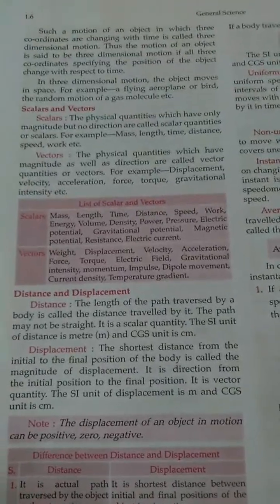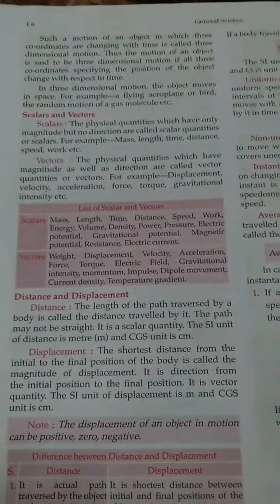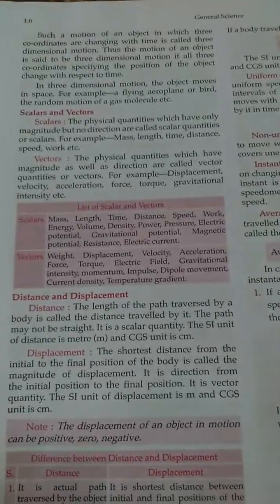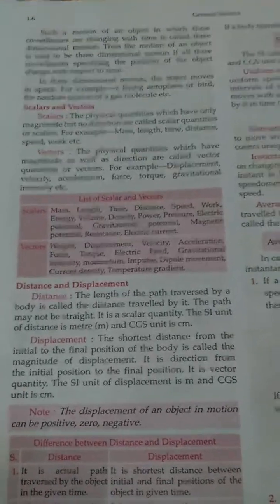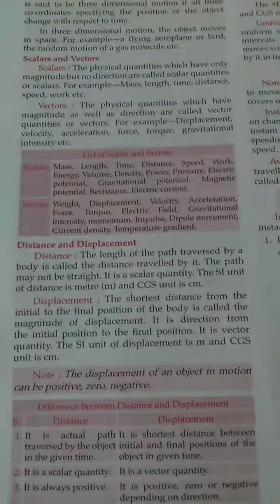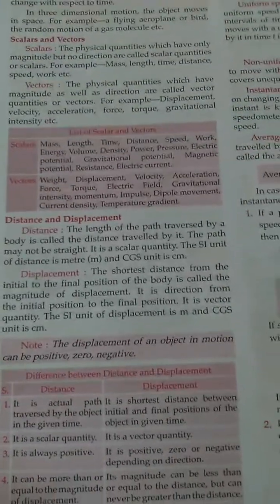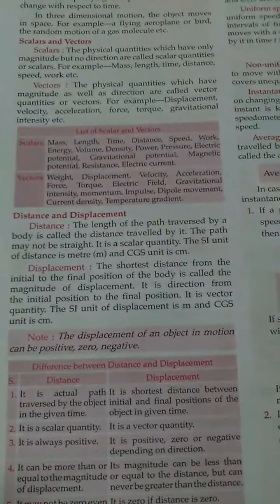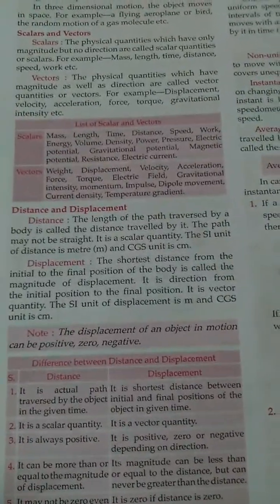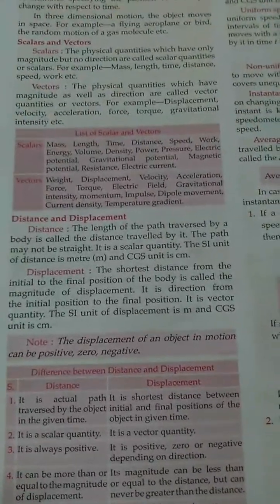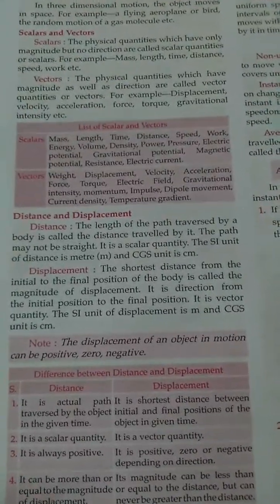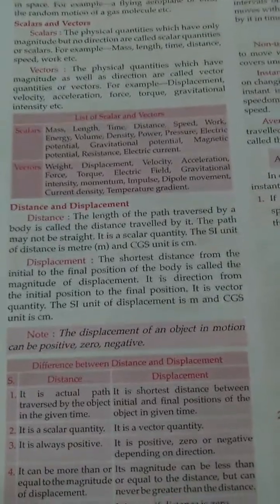Then we have vectors: weight, displacement, velocity, acceleration, force, torque, electric field, gravitational intensity, momentum, impulse, dipole moment, current, density, temperature gradient. Distance and displacement. Distance: the length of the path traversed by a body is called the distance traveled by it. The path may not be straight. It is a scalar quantity. The SI unit of distance is meter and the CGS unit is centimeter.